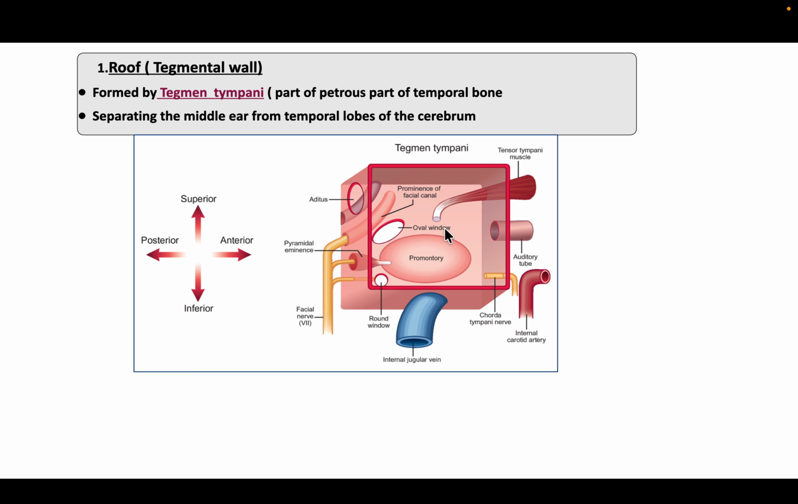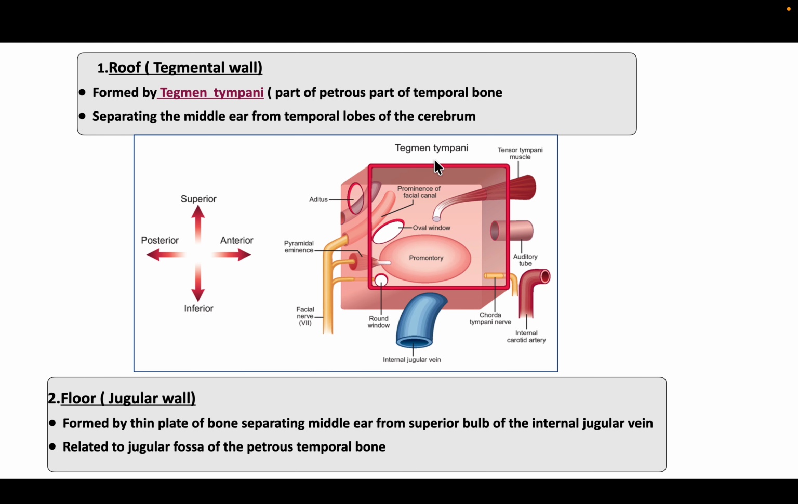Now the roof is formed by the tegmen tympani, which is part of the petrous part of the temporal bone, separating the middle ear from the temporal lobe of the cerebrum. Now the floor is also called the jugular wall. It is formed by a thin plate of bone separating the middle ear from the superior bulb of the internal jugular vein. It is related to the jugular fossa of the petrous temporal bone.